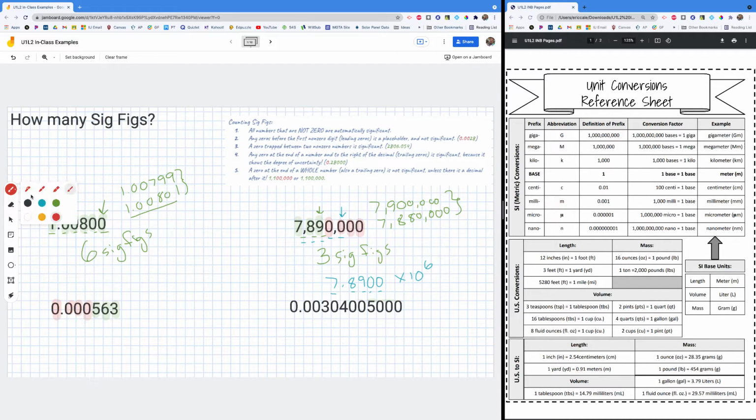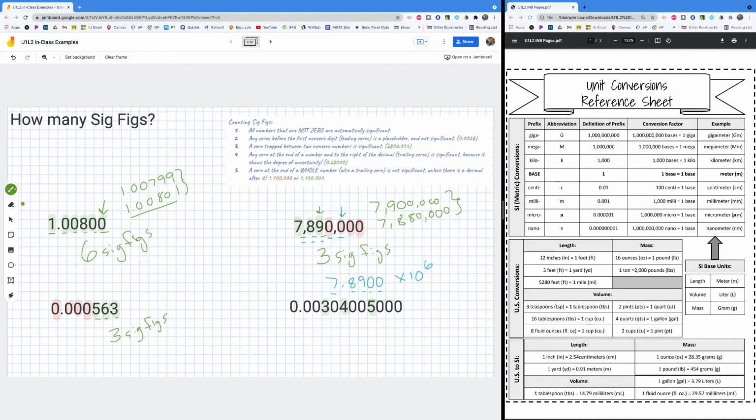And now we've accounted for all of our digits in the number. We're going to say that this one has 1, 2, 3 sig figs. And the last one. We know that is significant, 3, 4, and 5.